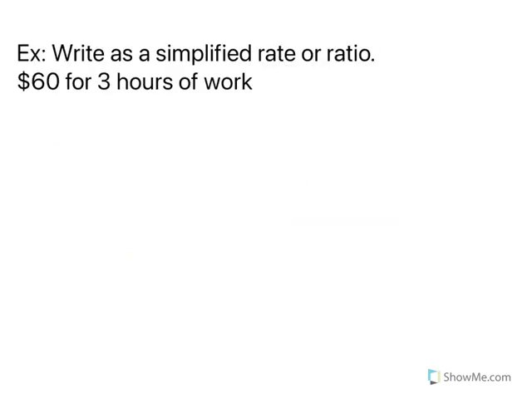Let's jump in. Let's write as a simplified rate or ratio. $60 for 3 hours of work. First, I want you to recognize dollars and hours. Those are different, so this is a rate. Great. So if I have $60 for 3 hours, I'm a fraction person. I can reduce and simplify things a lot easier if it's written as a fraction.